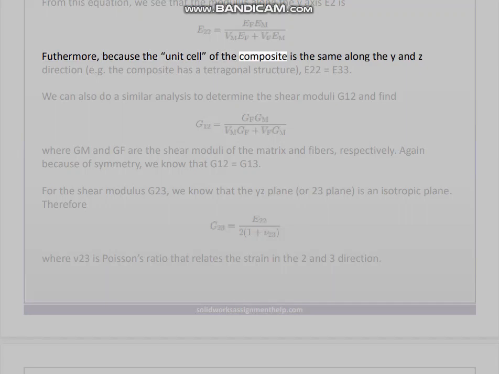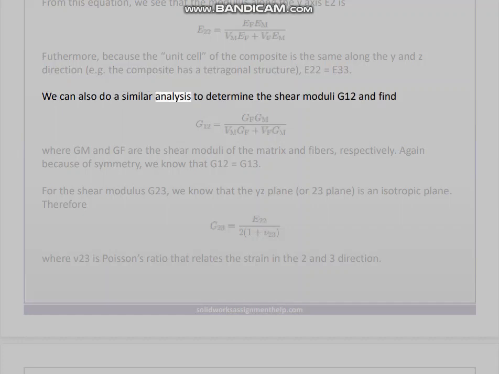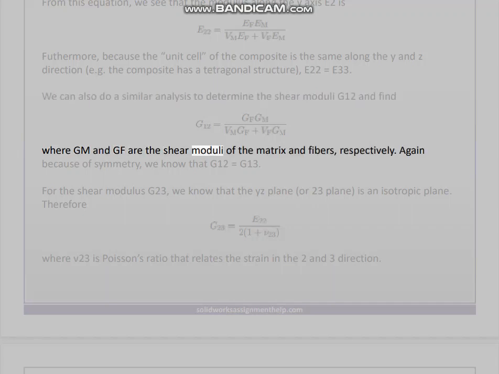From this equation, we see that the modulus along the y-axis E2 is. Furthermore, because the unit cell of the composite is the same along the y and z direction, e.g. the composite has a tetragonal structure, E22 equals E33. We can also do a similar analysis to determine the shear moduli G12 and find where GM and GF are the shear moduli of the matrix and fibers, respectively. Again, because of symmetry, we know that G12 equals G13.